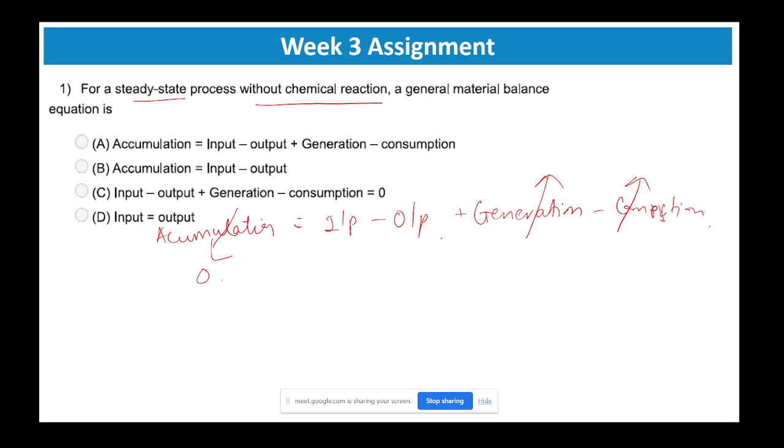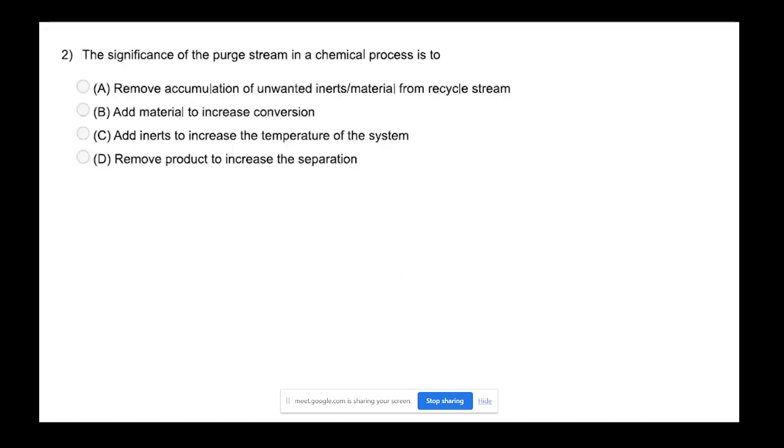So what does this mean? This will be 0, this will be 0. What is left is input equals output. So for a steady state process without chemical reaction, the material balance ends up as input equals output.